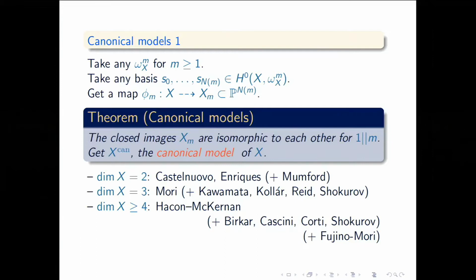And so for surfaces, this was essentially done by Castelnuovo and Enriques, but in fact, this precise statement was only proved by Mumford. In dimension 3, the main idea and the main results are due to Mori, and in dimensions 4 and up, the main work was done by Hacon and McKernan. So I suppose I should say that these are characteristic zero. There are now, as we heard, some results in characteristic p, but they are still low dimensions only. Okay.